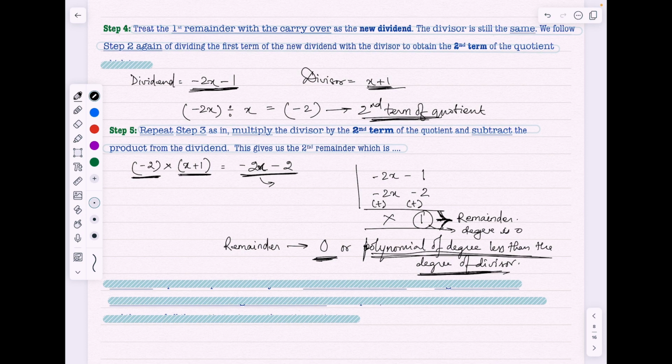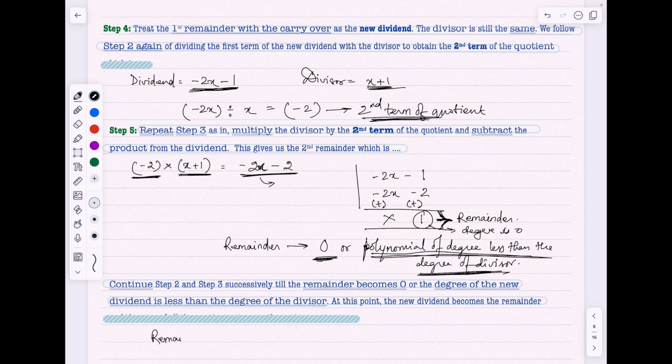Or when you are getting a 0, you have to stop. Continue step 2 and step 3 successively till the remainder becomes 0 or the degree of the new dividend is less than the degree of the divisor. At this point, the new dividend becomes the remainder.